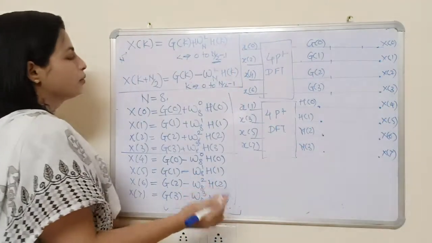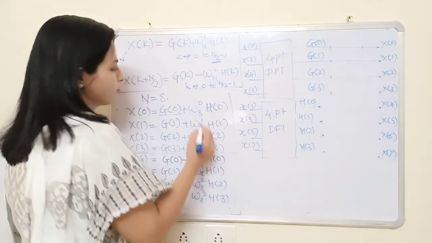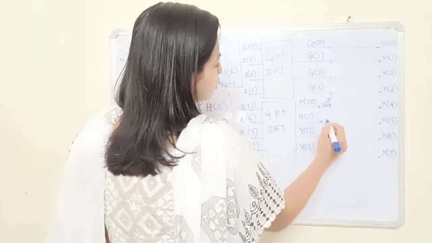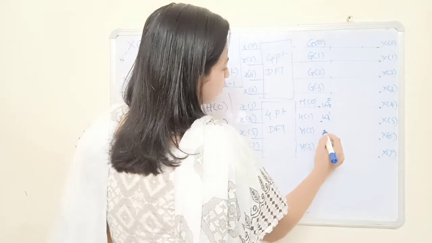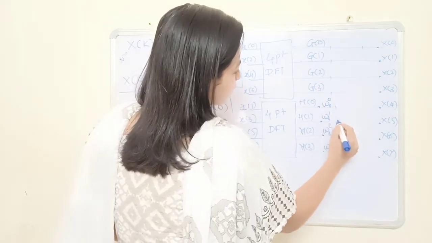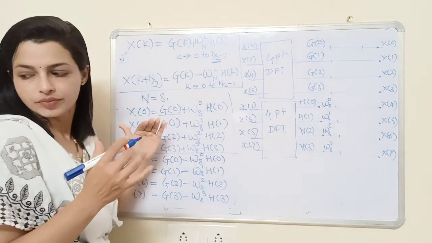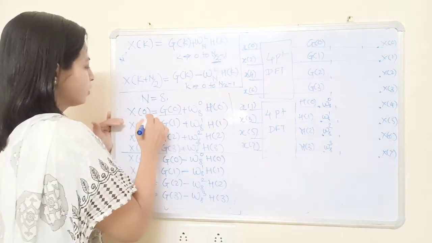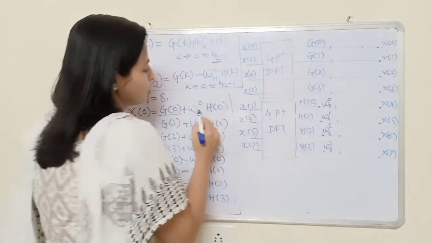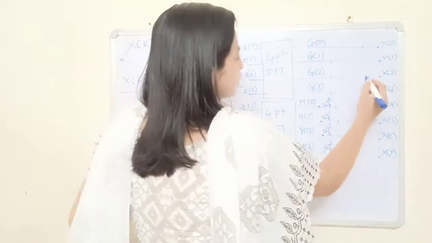And you're always multiplying h of k with this twiddle factor. That is why I'm writing here these twiddle factors: omega 8 0, omega 8 1, omega 8 2, omega 8 3, like this. So let us see the first equation. X of 0 is equal to G of 0 plus omega 8 0 into h of 0, this point.